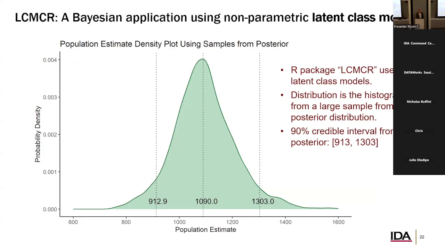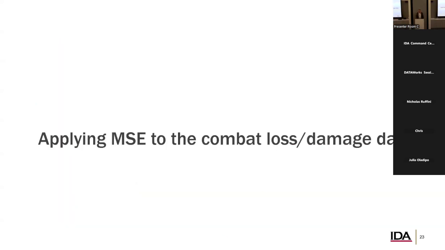The last one I did was called LCMCR. It uses latent class models, and specifically a Bayesian application of those. This is the cutting edge of what's available in R packages to apply these methods. When I applied it to our population and sampled from the posterior, I was able to produce a 90% credible interval that ranged from 913 to 1300. So again, I've encapsulated the true underlying population of 1,000. The mode of this distribution is pretty close to our known value. So I'm pretty comfortable that our techniques are working well here. Now I'm ready to apply these to our combat loss data.